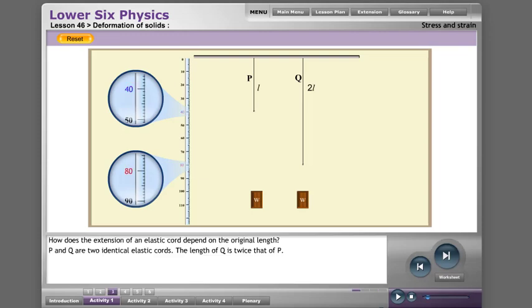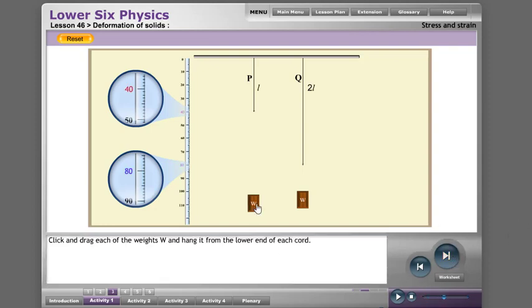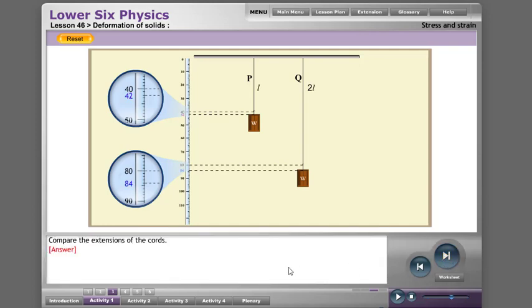How does the extension of an elastic cord depend on the original length? P and Q are two identical elastic cords. The length of Q is twice that of P. Click and drag each of the weights W and hang it from the lower end of each cord. Compare the extensions of the cords. Answer: extension of Q is twice that of P.